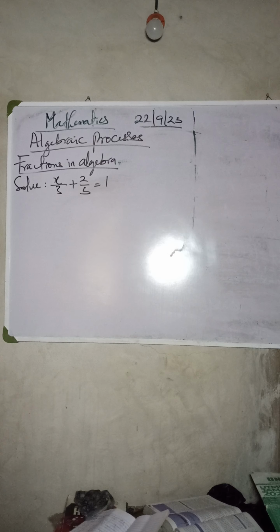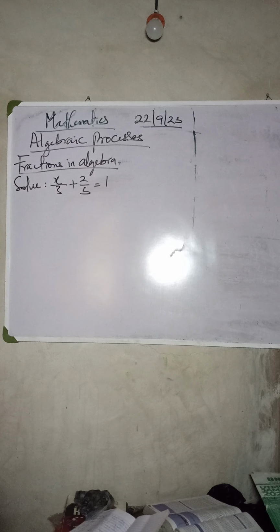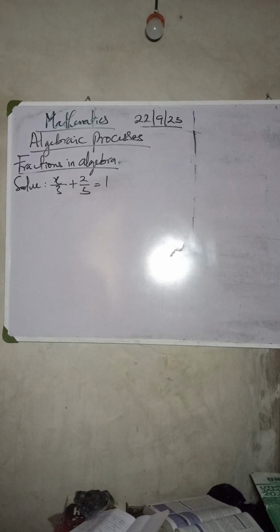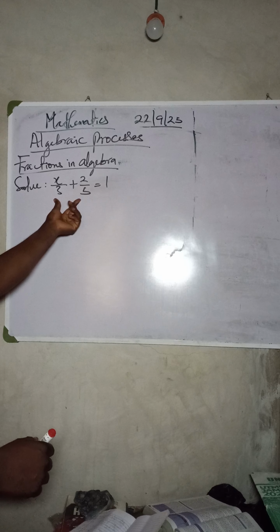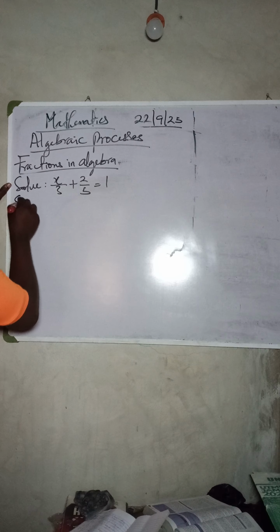Now, when you have a problem like this, it's a very simple one. What do we do? We should know the LCM first and use the LCM to multiply through the equation. This is an equation because of this equality sign. Now, what is the LCM? The LCM of this equation is the product of the denominators, which is what? 15.